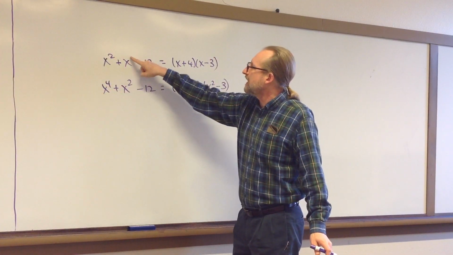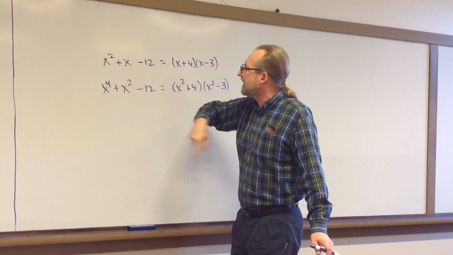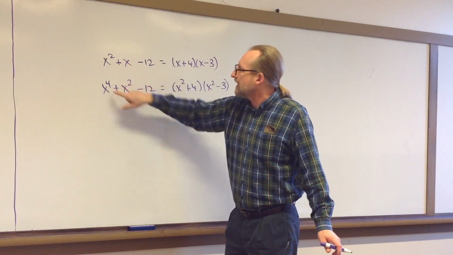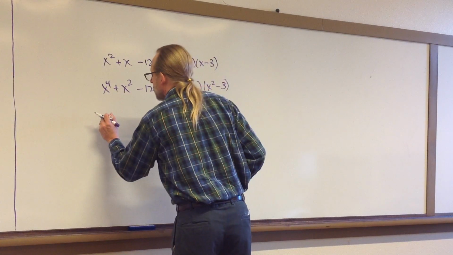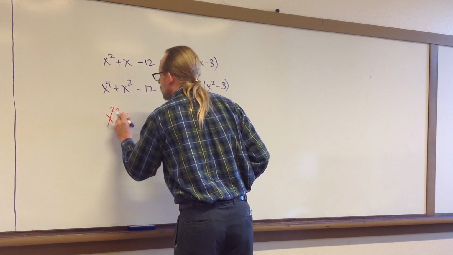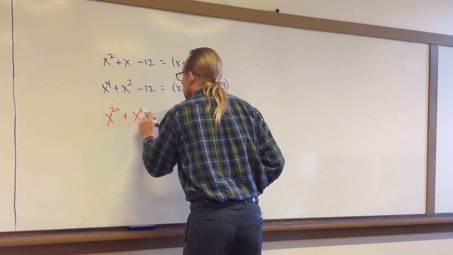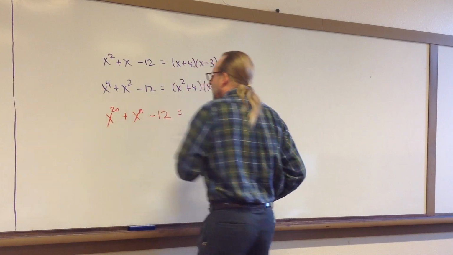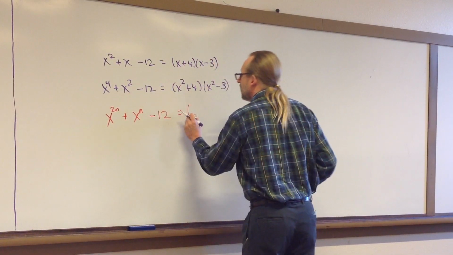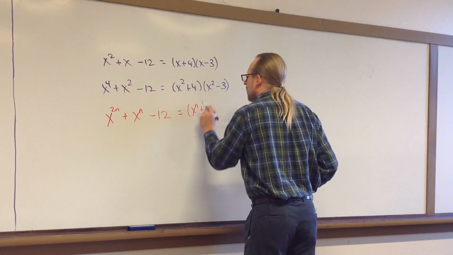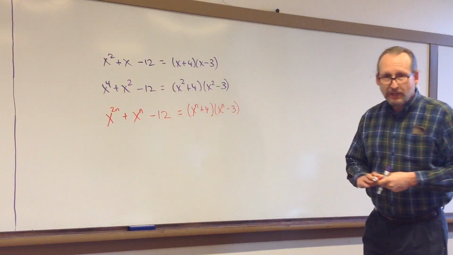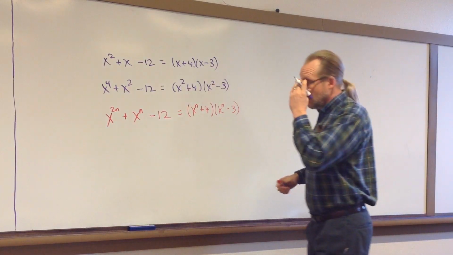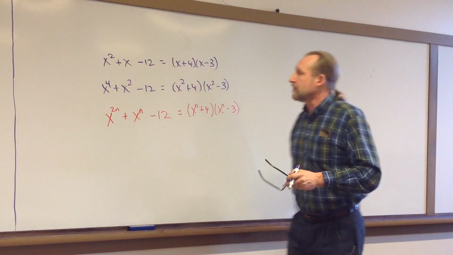So instead of this being x to the first and x to the second, this is x squared and x to the fourth. And really any equation where you've got x to the 2n, x to the n, like that, would be factorable just like a quadratic. Okay? So that's the general idea for this idea of something that's quadratic in form.